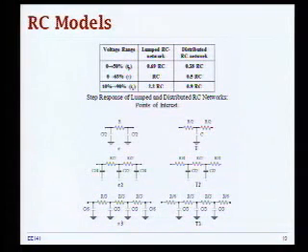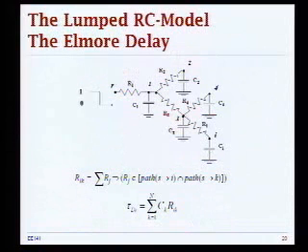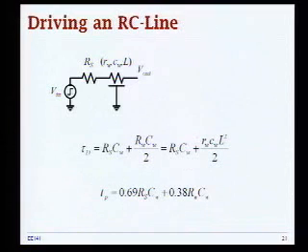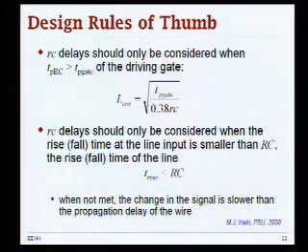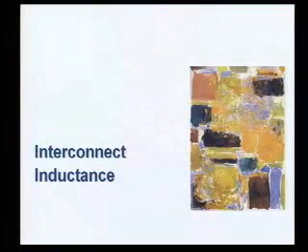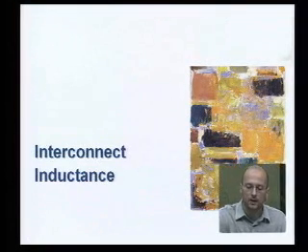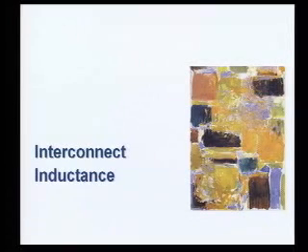Basically, you can still get pretty accurate results with these models, and that's the reason why people really try to put simple models in, because they give you really accurate results, and the complexity of your problem doesn't blow up. Okay, this is the Elmore delay. We went through that, driving an RC line. And now these are the design rules of thumb. Critical length: the rise time has to be smaller than the RC, and that's where you consider a distributed model. Now, any questions about RC stuff? Everything clear? Okay, so now let's go into analysis of interconnect inductance.